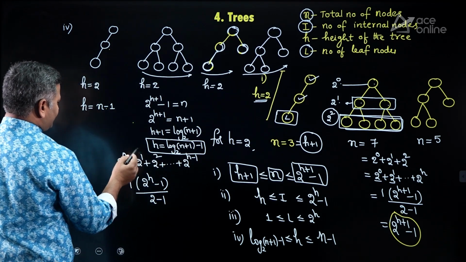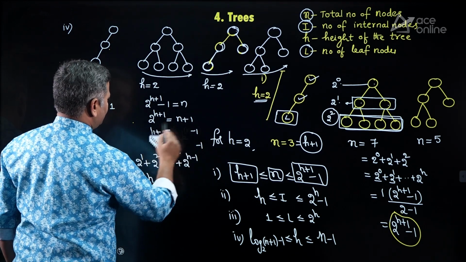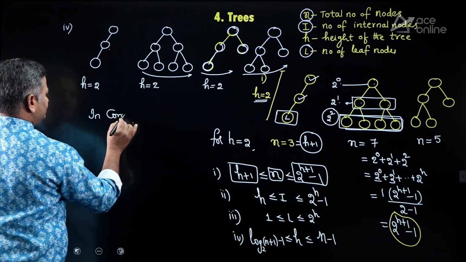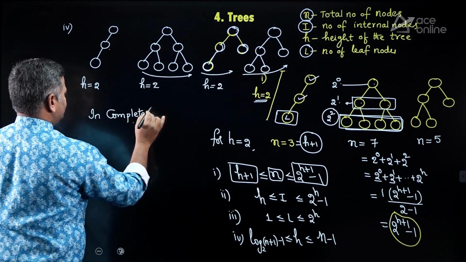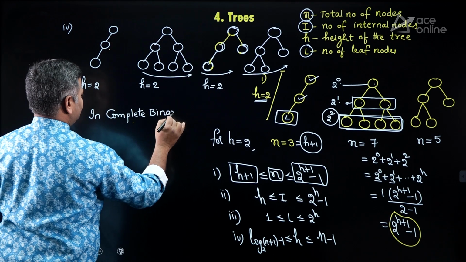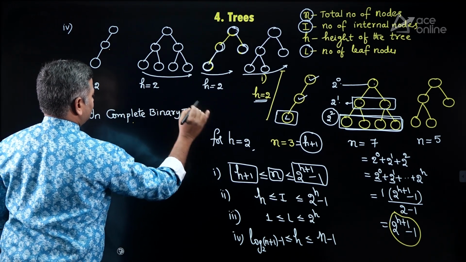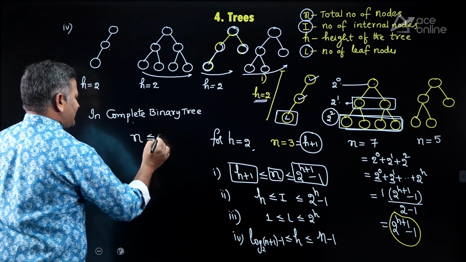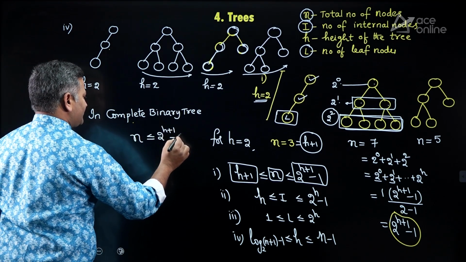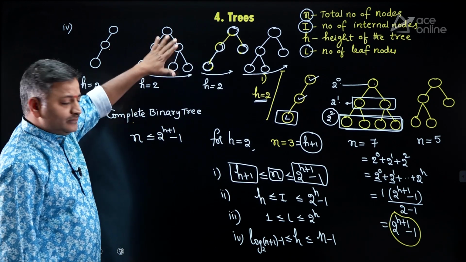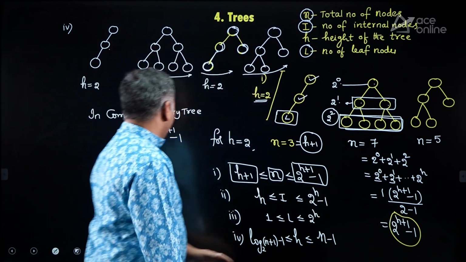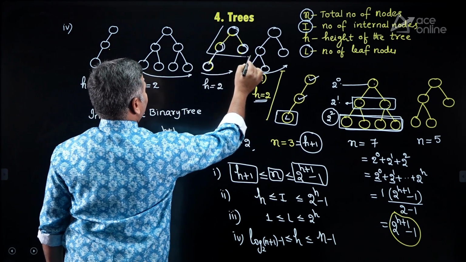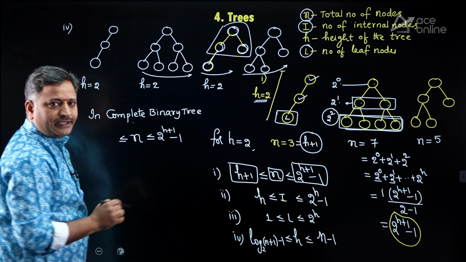I want to remove this total part, friends. In a complete binary tree, if n indicates the total number of nodes, the total number of nodes is at most 2 power h plus 1 minus 1, when it is fully occupied. And the minimum number of nodes is: it takes up to h minus 1 plus one extra node.